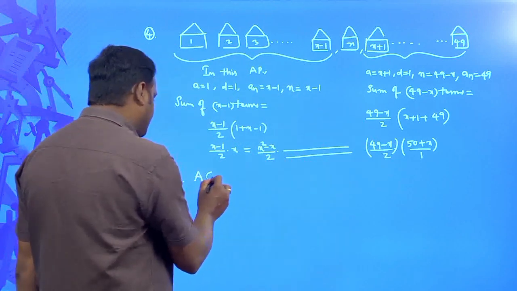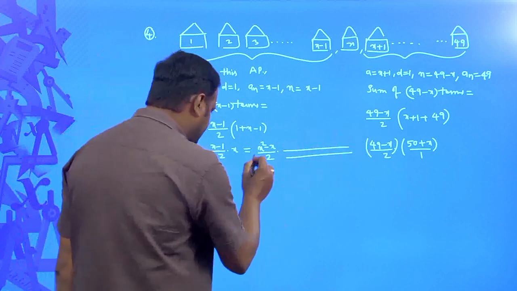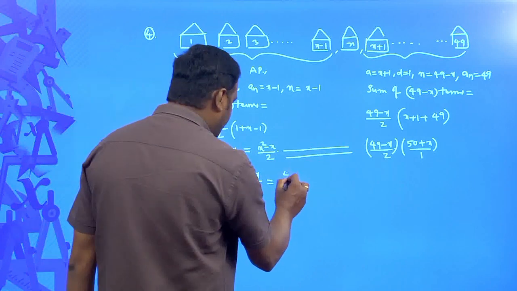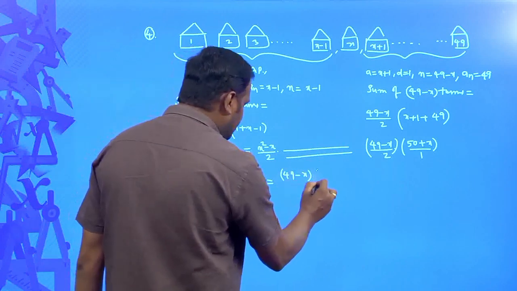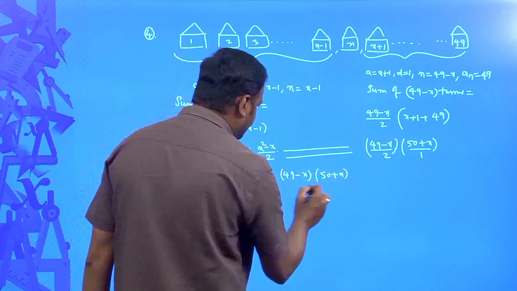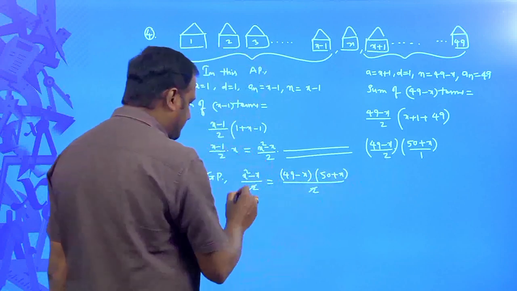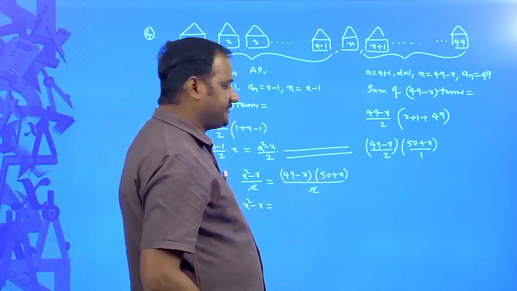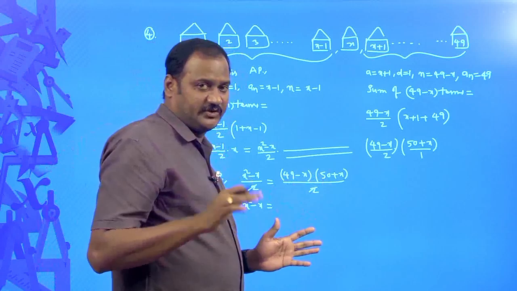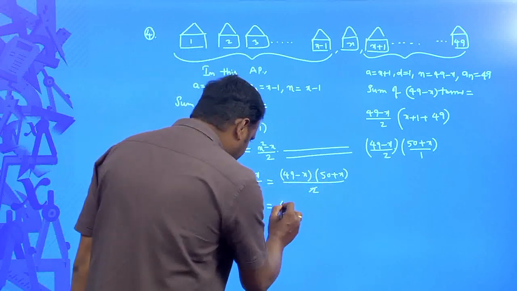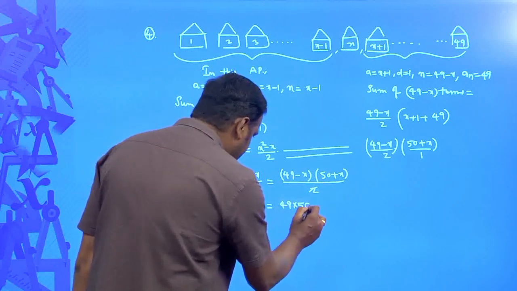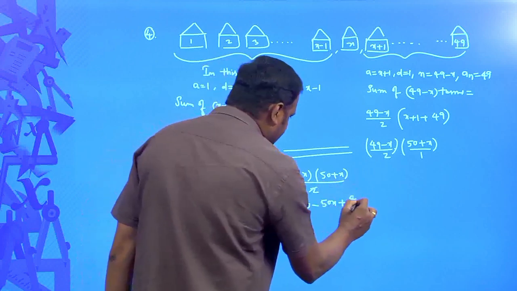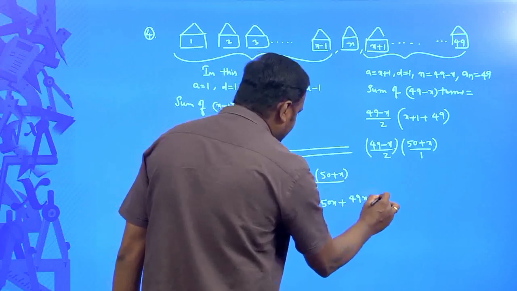Therefore, according to the given problem, we will have to equate both of them. This is (x square minus x) divided by 2 is equal to (49 minus x) into (50 plus x), whole divided by 2. So here 2 and 2 get cancelled. This is x square minus x is equal to, when you multiply both of them, 49 into 50. I am not multiplying them to get the product, I am just leaving it like that. This is 49 into 50, minus 50 into x, plus 49 into x, is 49x, minus x into x is equal to x square.